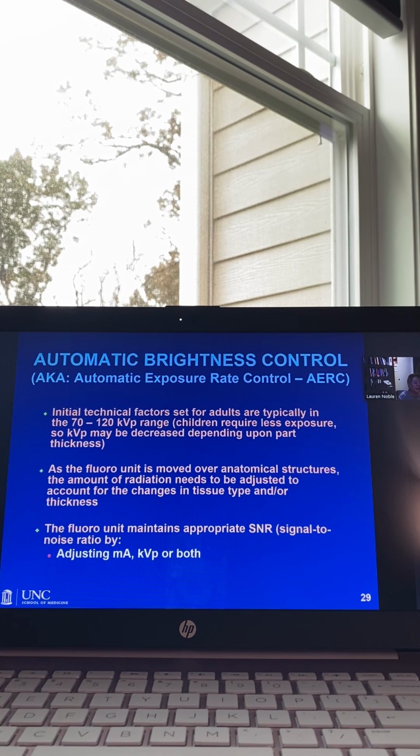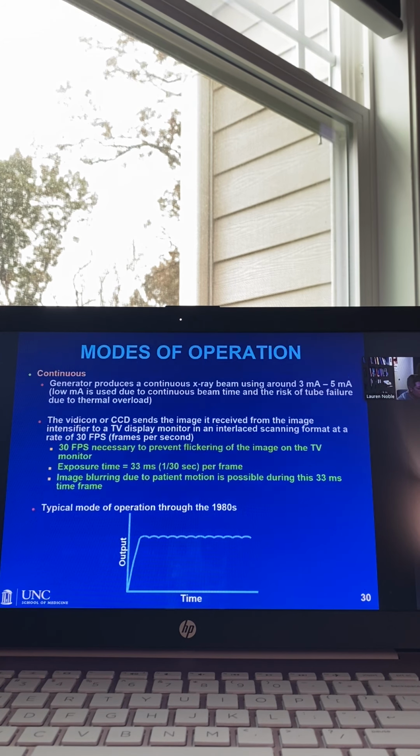Okay. Do you happen to remember what I told you yesterday, that it's not in the textbooks, but some vendors, instead of adjusting mA or kVp, there's something else that they will use to adjust the exposure? Filtration. Yeah, filtration. They can have a filter automatically moved in and out of the beam to adjust the exposure rate. But all you need to know are mA and kVp. All right, so that's the ABC or AERC. Are you okay up to this point?